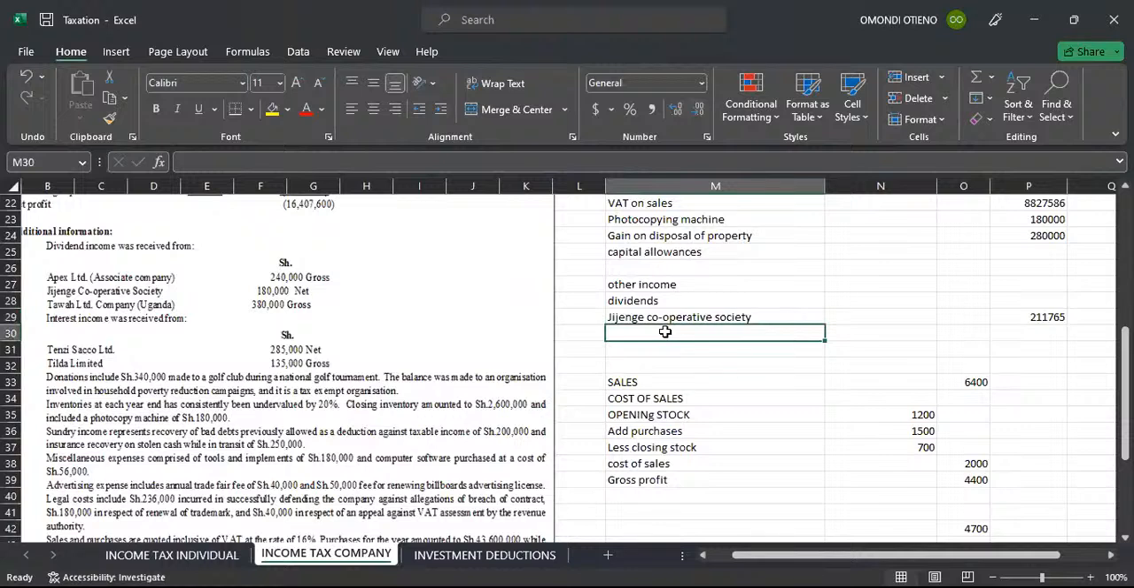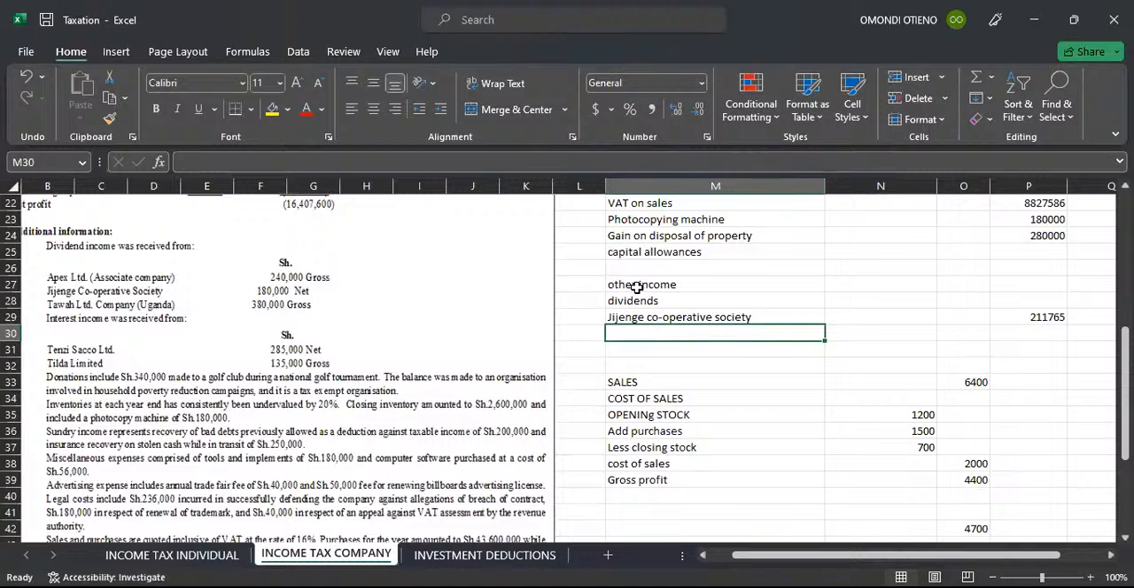Then we come to the next company still under dividends. We have Tower Limited company in Uganda. So these people have done foreign investment. So the investment in foreign countries or outside Kenya is also exempted from taxation.